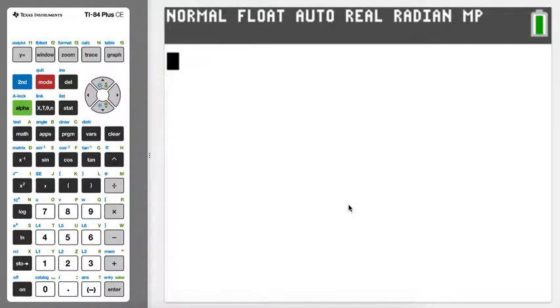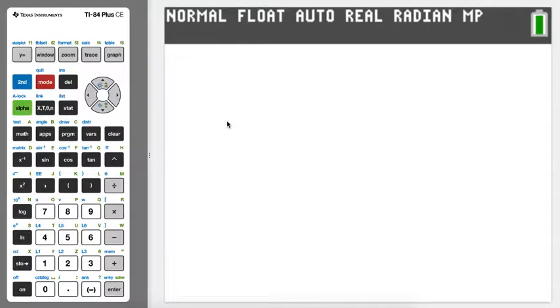Look at a couple things that we can do with our graphing calculator. The model I'm using is the TI-84 CE, so the color edition. So on this one the graph's going to look nice. Some of you guys might have an older one. The functions will pretty much be the same, but your graph might just not look as pretty as on here.